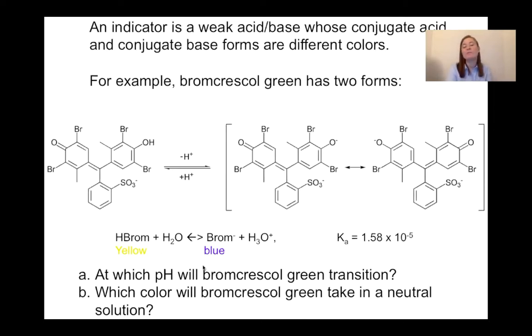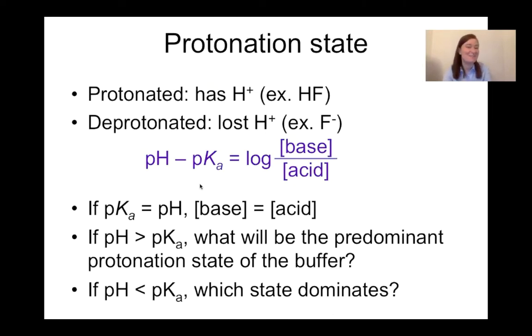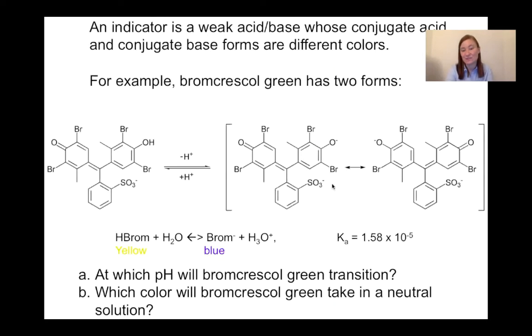So I want to know at which pH will bromcrystal green transition, and what color will it be in a neutral solution? Okay, so it's going to transition when the pKa equals the pH, right? So that's at a pH of 4.8, right? That's just taking the negative log of the Ka value, right? Based on the Henderson-Hasselbalch equation, when the pH equals the pKa, the concentration of the base equals the concentration of the acid. So when the pH equals the pKa, the concentration of this blue chemical is going to equal the concentration of the yellow chemical, and we're going to end up with a solution that looks green, right?